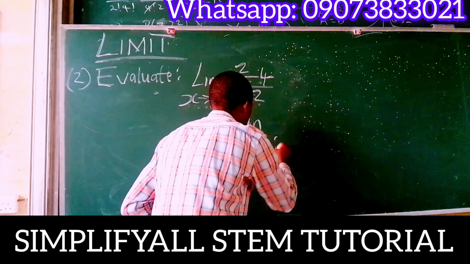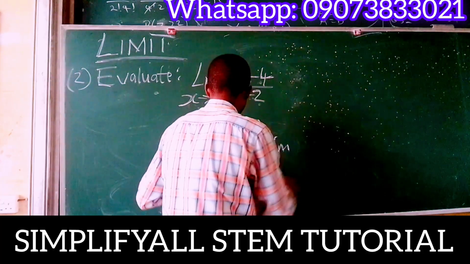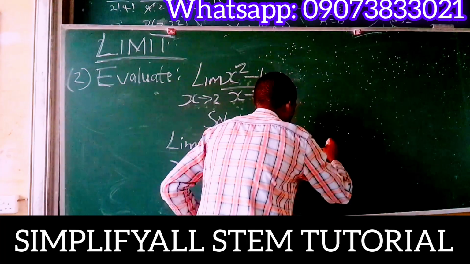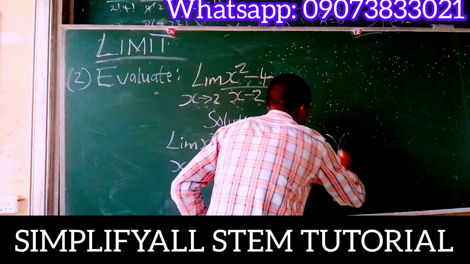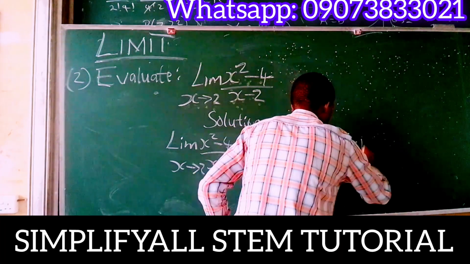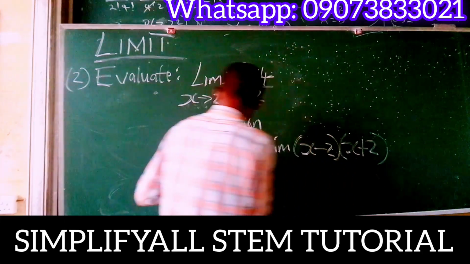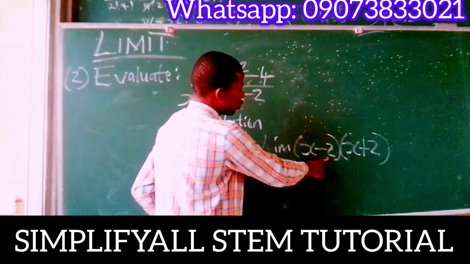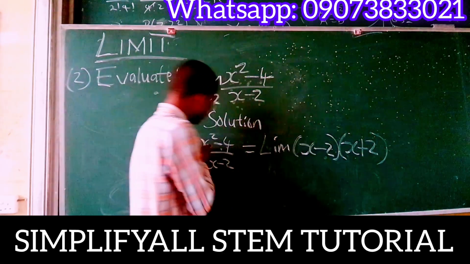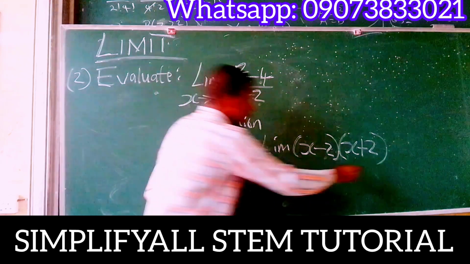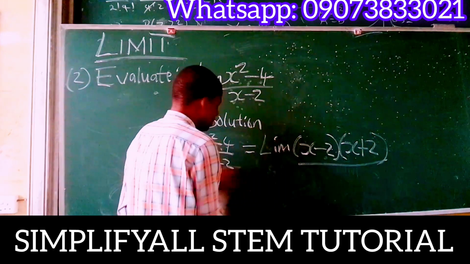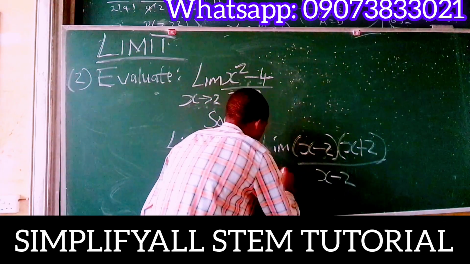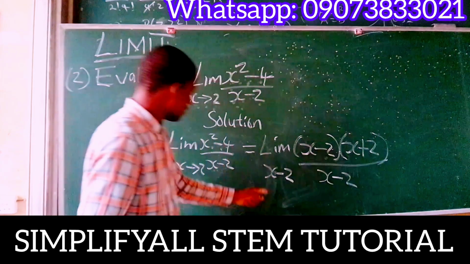This is the same thing as the limit of x squared minus 4, which we write as bracket x minus 2, bracket x plus 2. When I expand this, x minus 2 times x plus 2 gives us the same thing, the difference of 2 squares. Now, all over this, we have x minus 2, as x tends to 2.